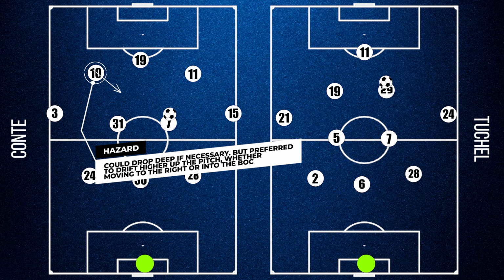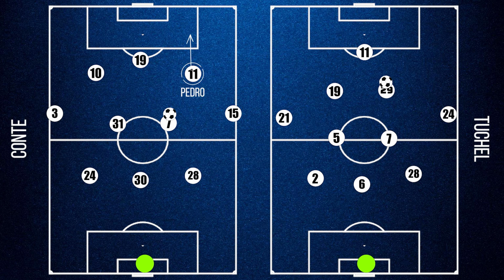For Conte, Hazard, if anyone, could drop deeper off the left to pick up the ball when the double pivot was struggling. But still, he preferred to operate much higher than Mount, who is a genuine midfielder. Pedro, on the other hand, was content down the right and was less likely to shift positions. Perhaps this is why in Tuchel's midfield, Kante has to push forward and support a lot more of the fullback, as there is no man in the half space.